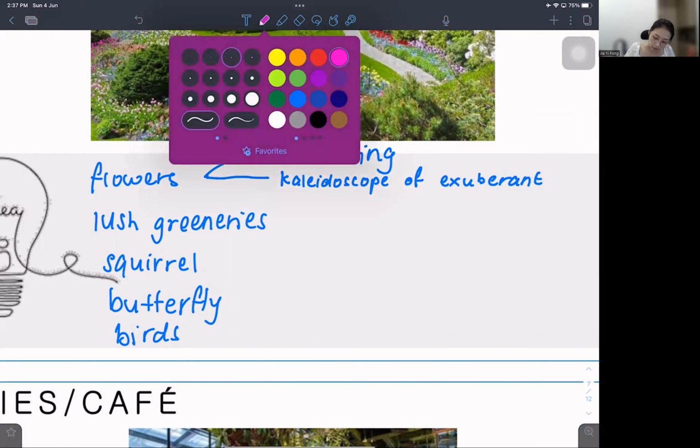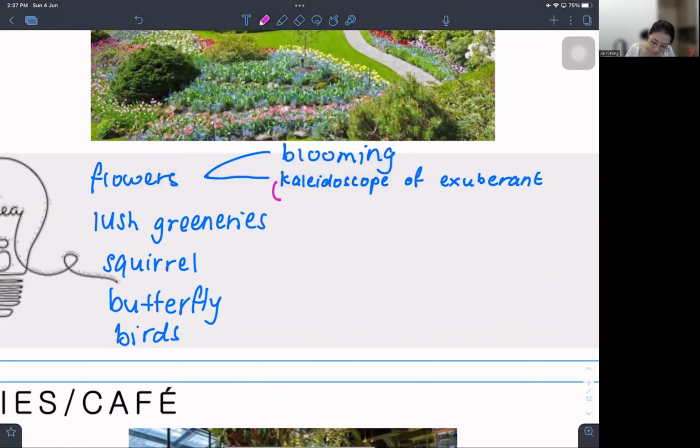So remember, when I use kaleidoscope, I'm talking about different colors plus ever changing. Because they are always moving, it feels like the flower is ever changing, keep changing. Okay, what about exuberant? Lively, full of life. It's not like the flowers all wilted. Then we use exuberant.